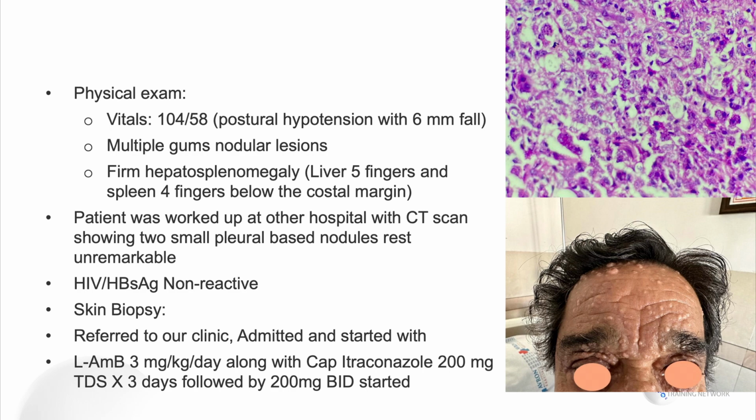So we started him on standard liposomal amphotericin B 3 milligram per kg, and at the same time, we also put him on itraconazole, just to make sure that the patient achieved an itraconazole level when we stop liposomal amphotericin B therapy after 2 weeks. So standard itraconazole was given 200 milligram 3 times a day for 3 days, that is the loading dose, followed by 200 milligram twice a day.